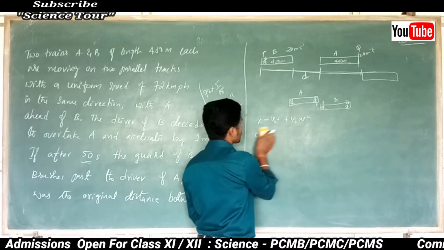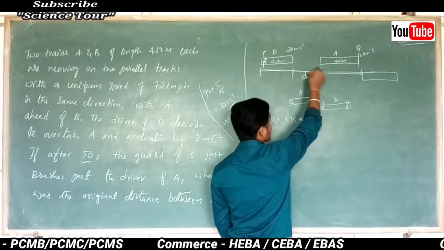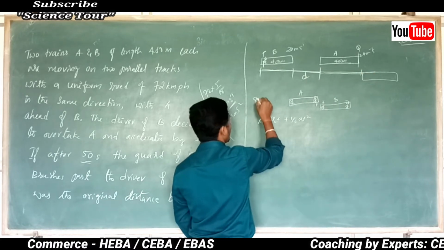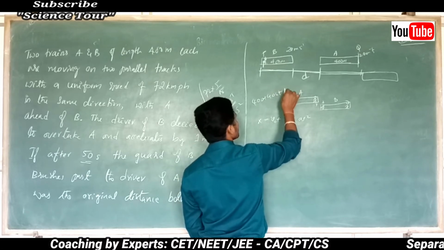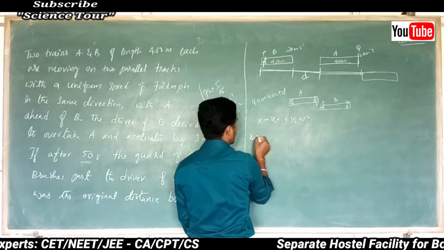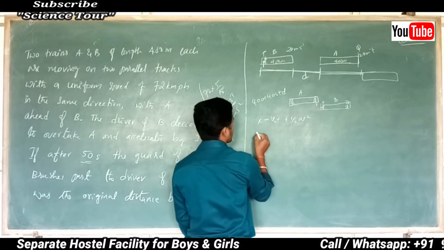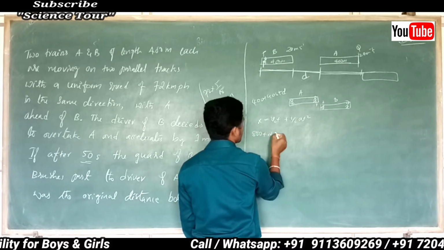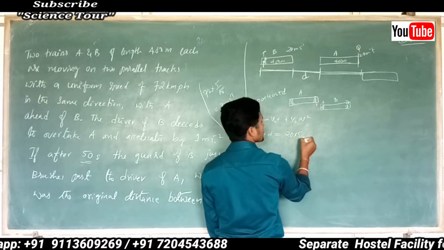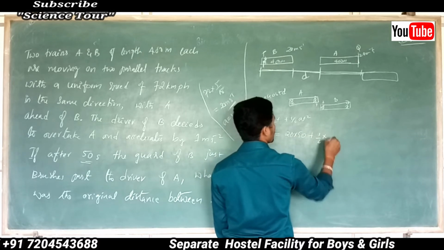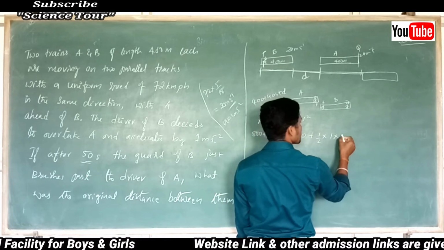What is the total distance it has traveled? This person has traveled 400 plus D plus 400, so 800 plus D. Which is equal to V naught, how much? 20 into 50 seconds, plus half into A, how much? 1, into T square, T is 50, so 50 into 50.